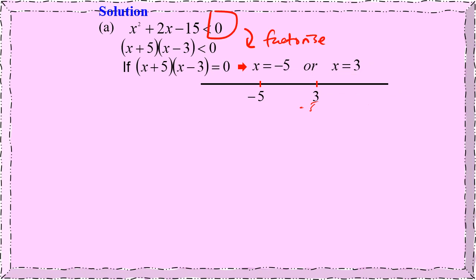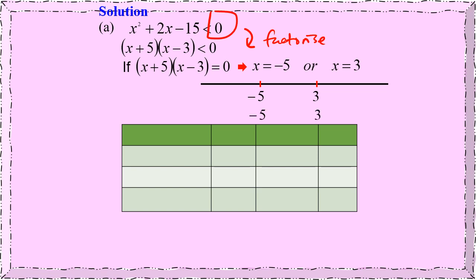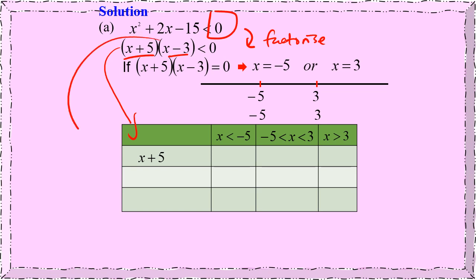So this is our number line with the two roots, right? So we have the three intervals: less than negative 5, in between negative 5 and 3, and more than 3. So list down all the factors in the inequality. So we have factor x plus 5 and factor x minus 3. So for this area, will x plus 5 be positive or negative? So how should we know?